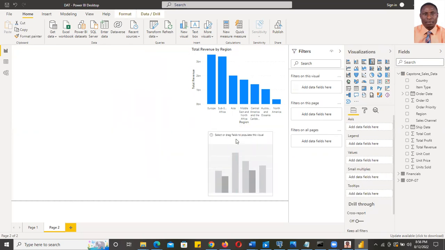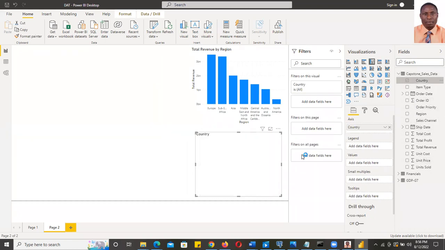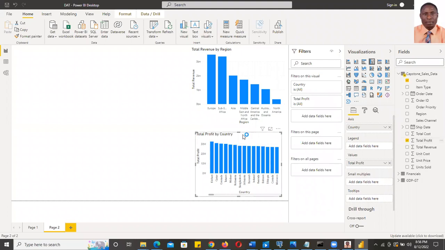Now this time around, the question says the top five countries based on profits. So we select country, then based on profits, total profits. So this is the profit.